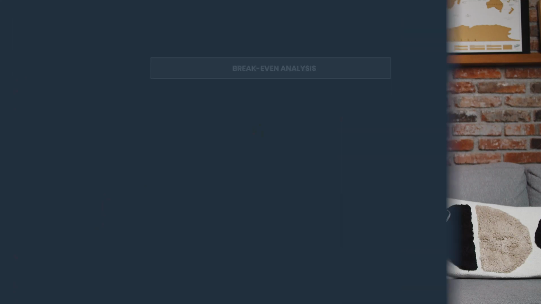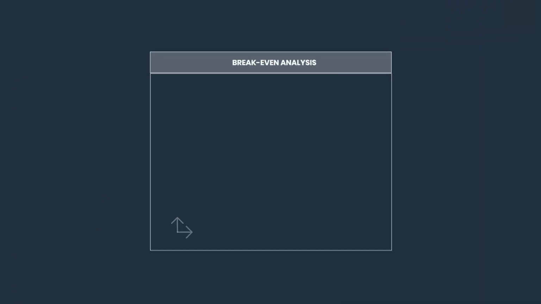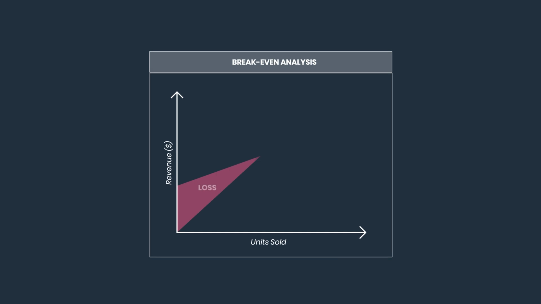In graphical form, we can see that the point where total revenues perfectly cover total cost means there is neither a profit nor a loss. This is known as the break-even point, and it is where total revenues and total costs intersect on our graph.